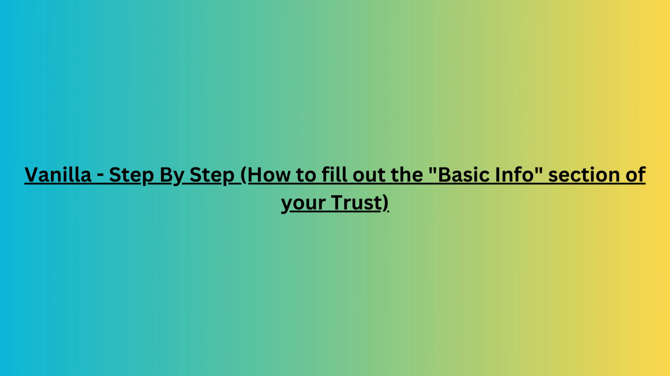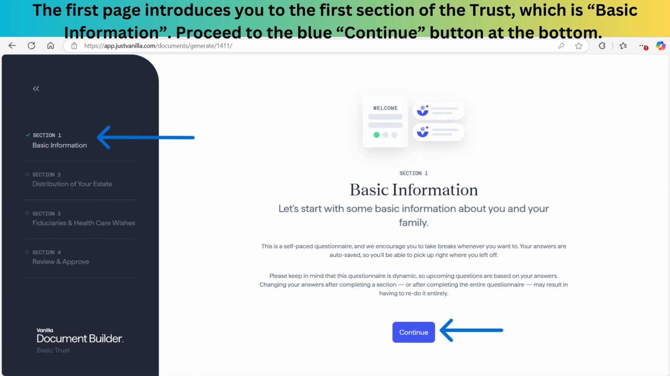Vanilla. Step by step, how to fill out the basic info section of your trust. The first page introduces you to the first section of the trust, which is Basic Information. Let's start with some basic information about you and your family. This is a self-paced questionnaire, and we encourage you to take breaks whenever you want to. Your answers are auto-saved, so you'll be able to pick up right where you left off.